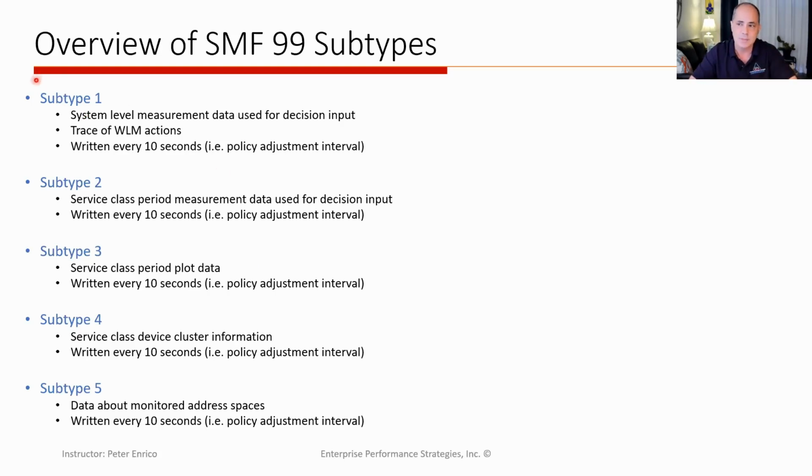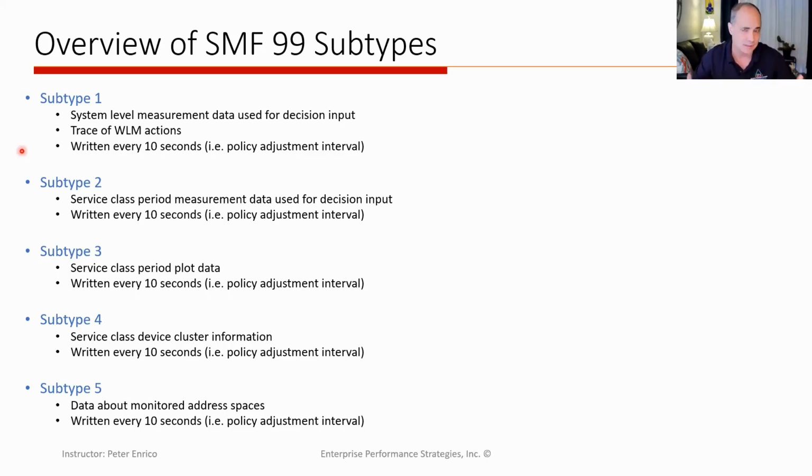The first subtype of interest is going to be the SMF subtype 1. And the SMF subtype 1 is going to be system level measurement data. So basically, for those of you who don't know, the way Workload Manager works is it wakes up every 10 seconds and does some bit of analysis. And then based on that analysis, it can change a control like a dispatching priority, all with the objective of meeting goals. Right, so that's what's happening every 10 seconds.